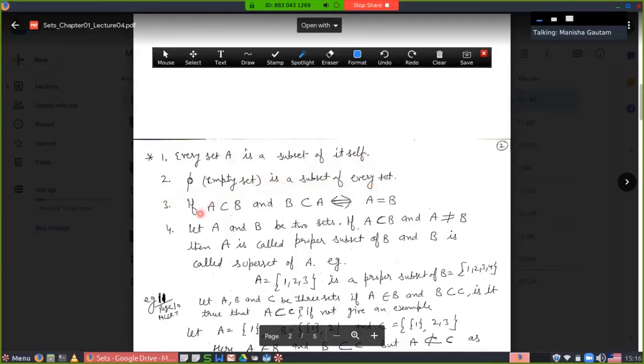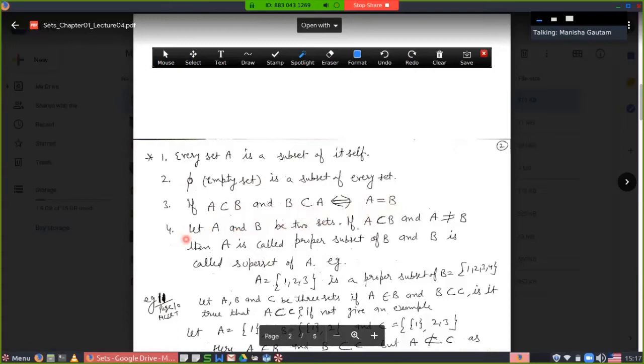Now the third one: if A is a subset of B and B is a subset of A, it means A and B are both equal. What does it mean? All elements of A belong to B and all elements of B belong to A. It implies A and B are equal sets. Or the reverse; I have put a double implies sign here. If A and B are equal, then you can say the reverse also: A is a subset of B and B is a subset of A.